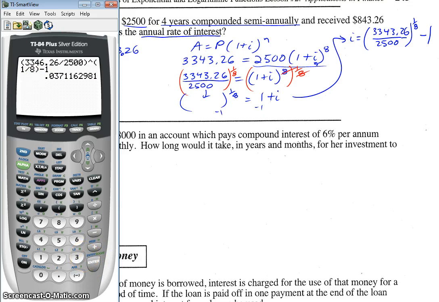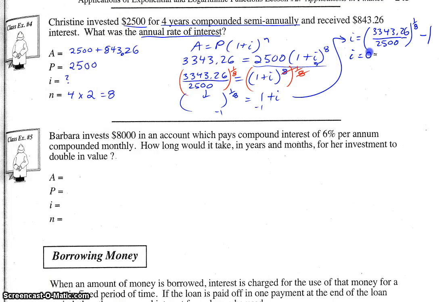So we're going to write that down, 0.037. Okay, so i would equal 0.037. We might need more decimals. We'll just wait and see here. Okay, now annual rate of interest.